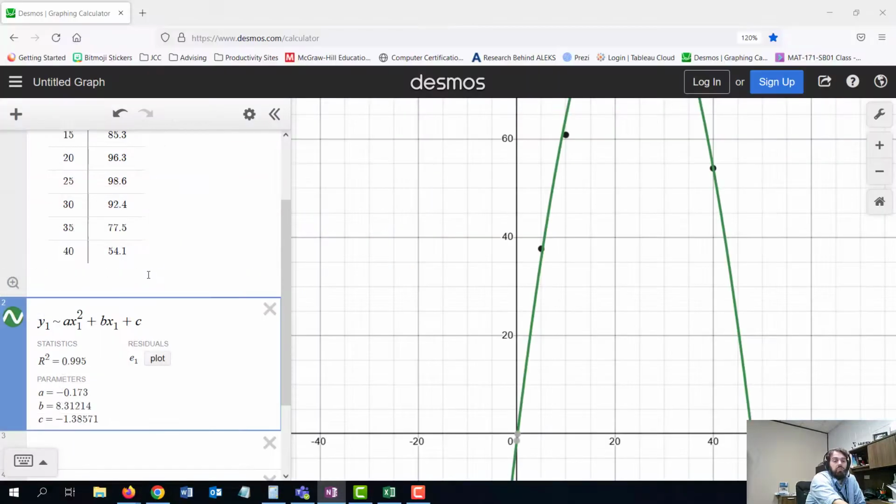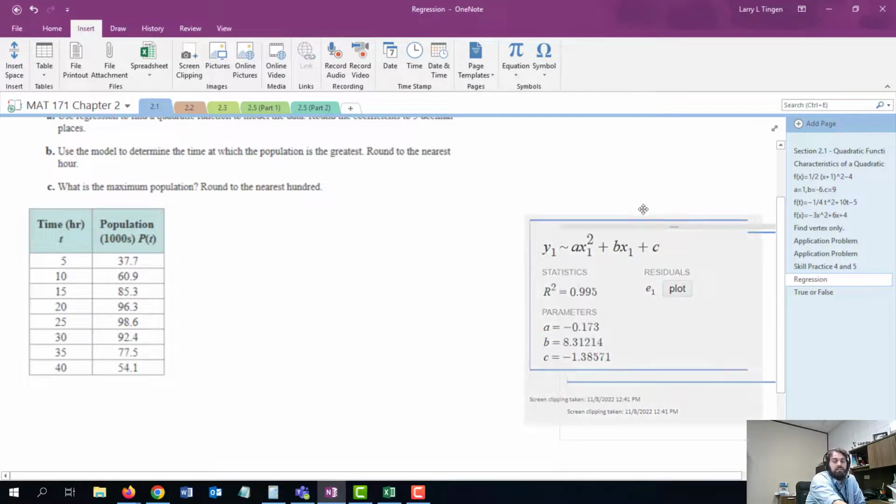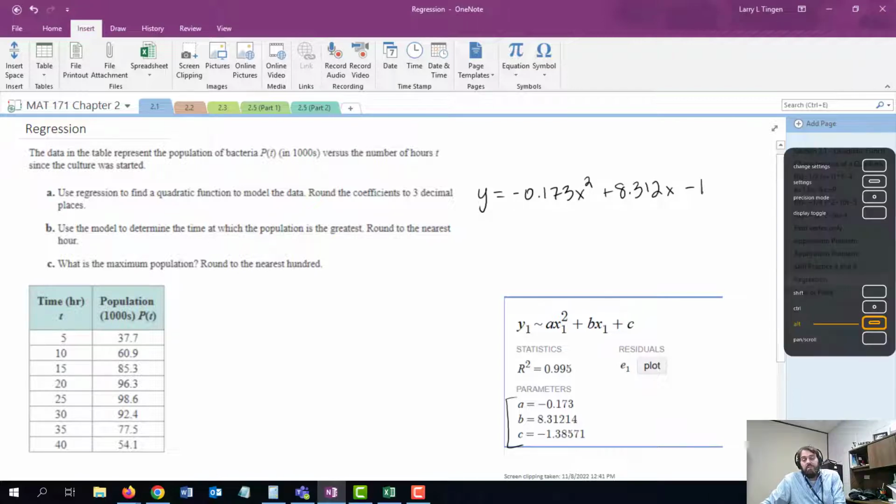Now, let's grab a screen clipping real quick and carry it over. So from Desmos, here's the output. And part A says to round the coefficients to 3 decimal places. All right, so y is equal to, remember this is ax squared plus bx plus c. I'm just creating a quadratic. What are A, B, and C? They're in the answers right here, right? Here are the parameters A, B, and C. So that means I'm rounding to 3 decimal places, negative 0.173x squared plus 8.312x minus 1.386.